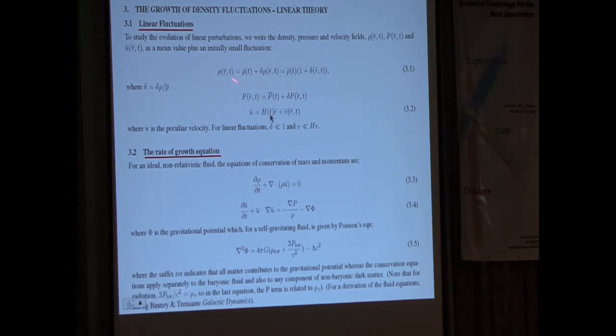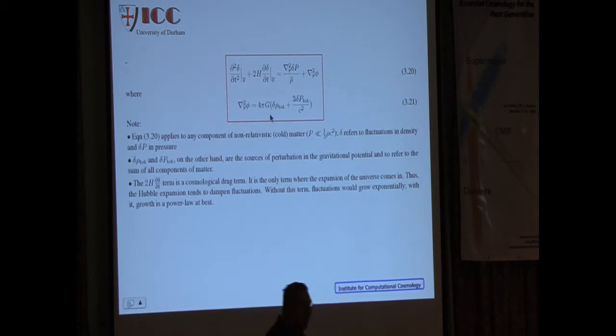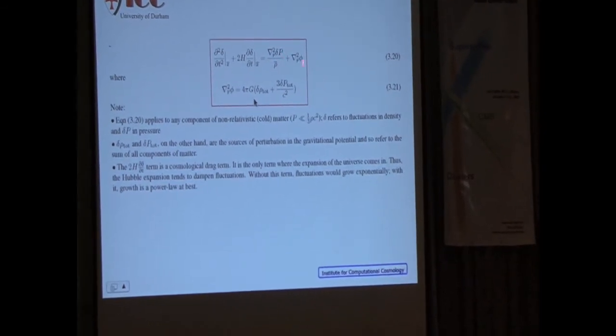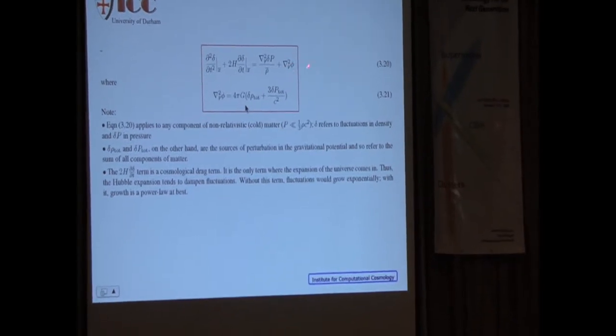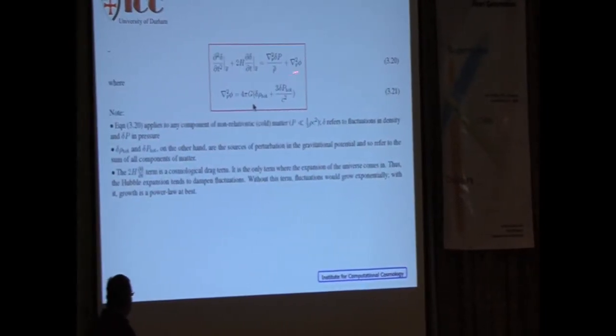And so what you do is you linearize these equations, and you do a little bit of algebra, and then you derive the basic growth equation for evolution in the early universe, which is shown here. This gives the second derivative of this dimensionless perturbation. Here's the Laplacian of the perturbation in pressure and of the peculiar gravitational potential.